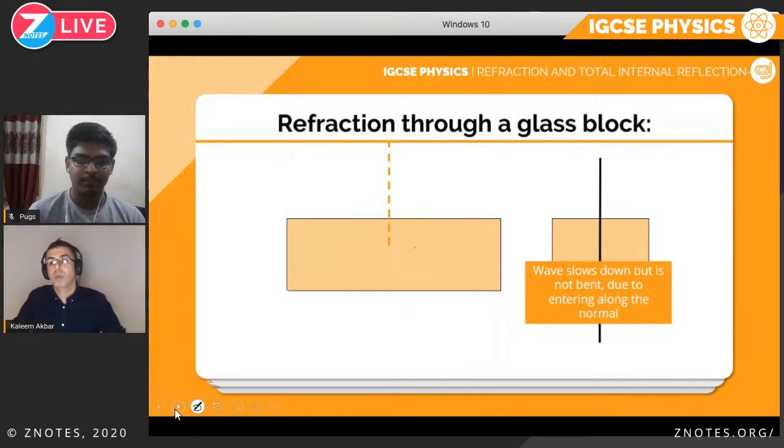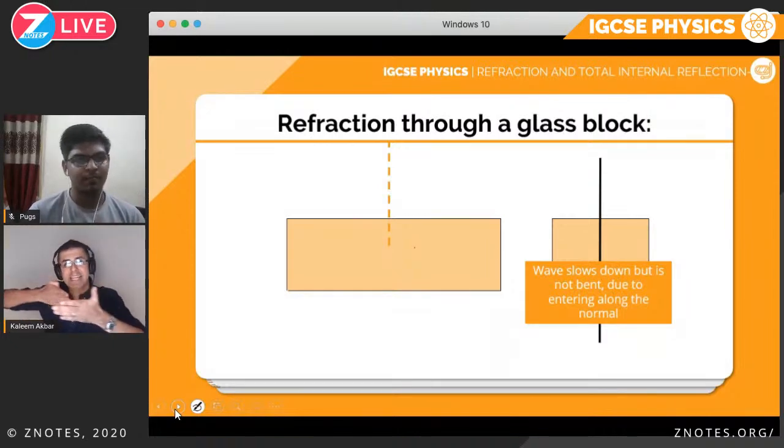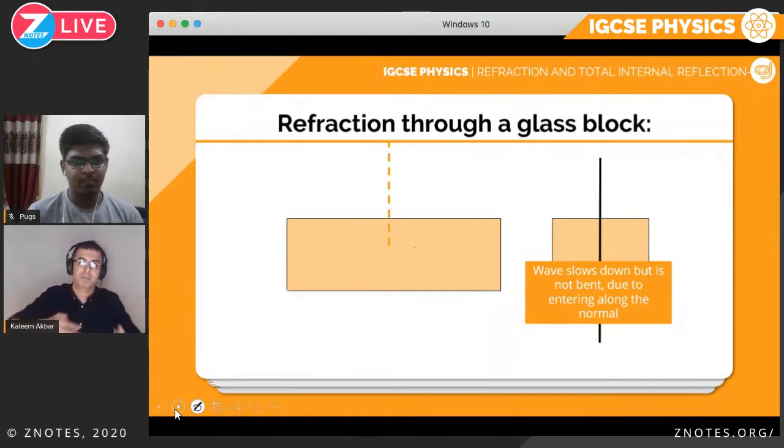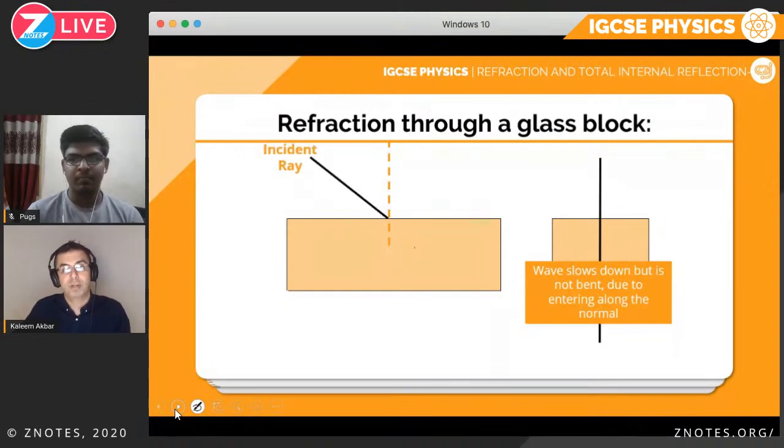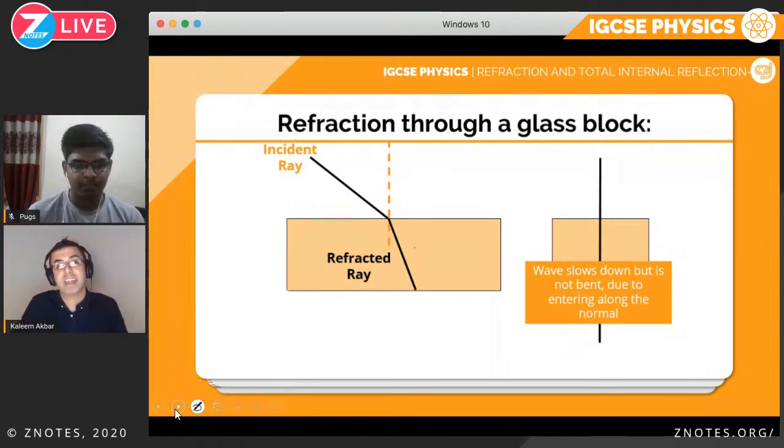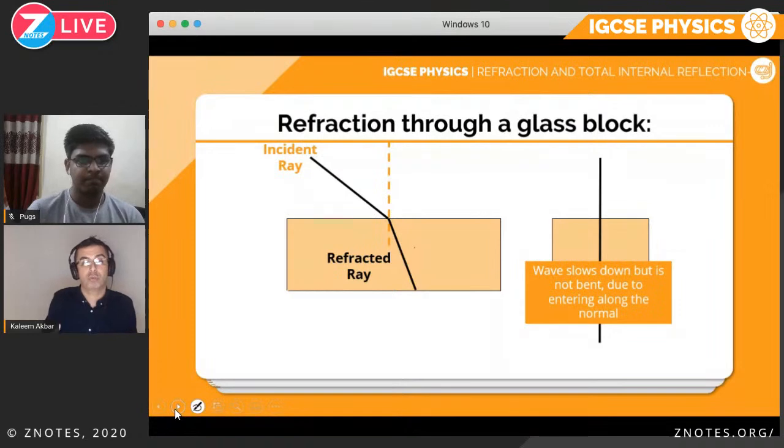Right, so the wave slows down, but it's not bent due to entering along the normal. Now, what do we mean by that? Guys, the light is hitting the glass at 90 degrees. It's hitting it straight on, okay? If you don't understand that right now, in the next couple of slides you most certainly will. Whereas over here, we've got light hitting at an angle, and when it does, it changes direction. And that effect there is what we call refraction.